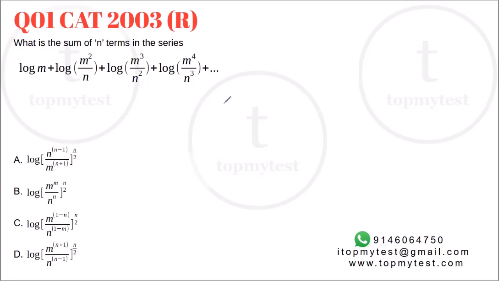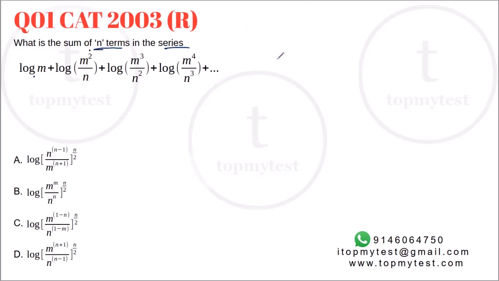But let's come to this part. This one is from CAT 2003, the repeat paper. This one says, what is the sum of n terms in the series? You have log m plus log of m square by n plus log of m cube by n square plus log of m to the power 4 by n cube plus so on. You have to sum it till n terms.